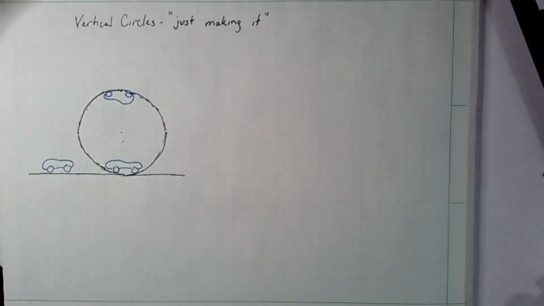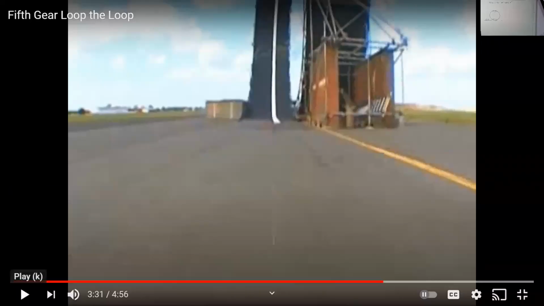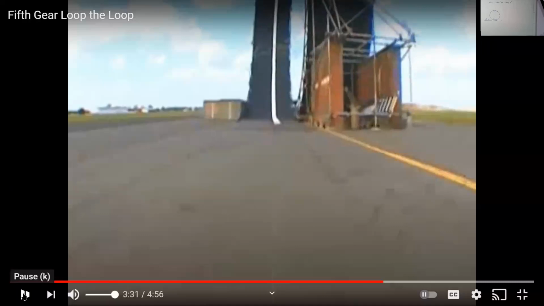So what I mean by just making it is shown in a video of a car doing a loop-the-loop, which is an interesting stunt. Let's take a quick look. So here comes, there's a steel ramp that has been made in the shape of a circle.